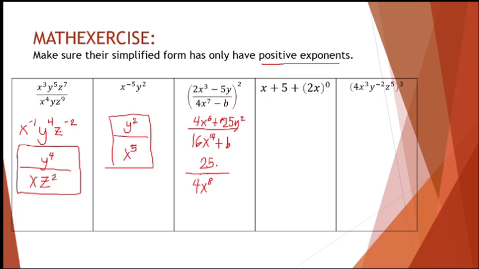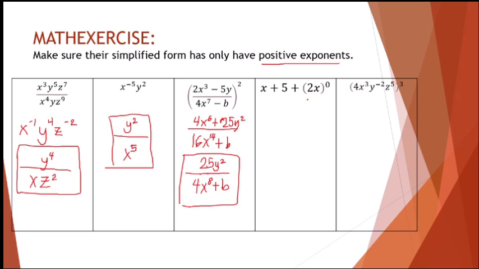And besides, wala rin naman kayong mapagdi-divide. So, wala naman tayong kapwa y dito. Next, dito naman sa b, so ganyan na, ito na yun. So, we have 25y squared all over 4x raised to 8 power plus b. So, this is our answer.